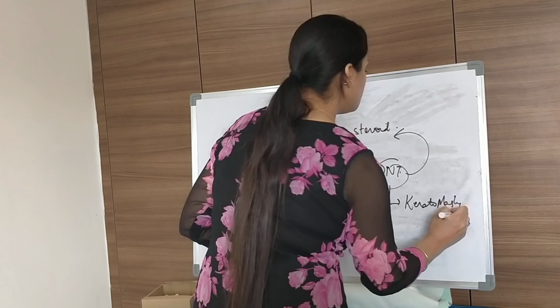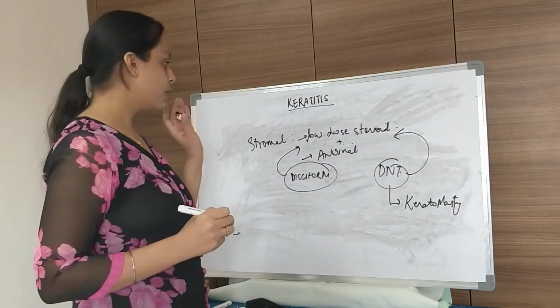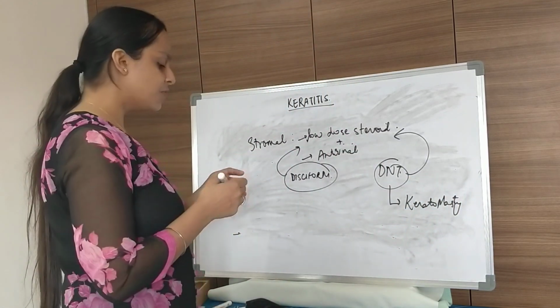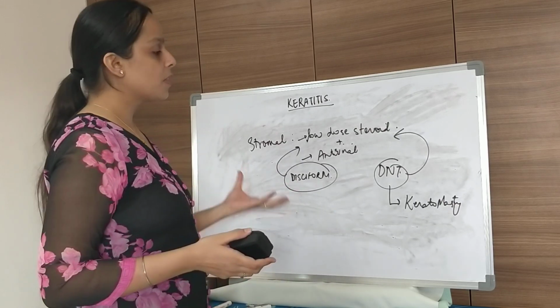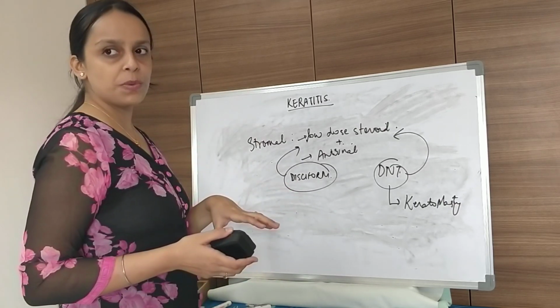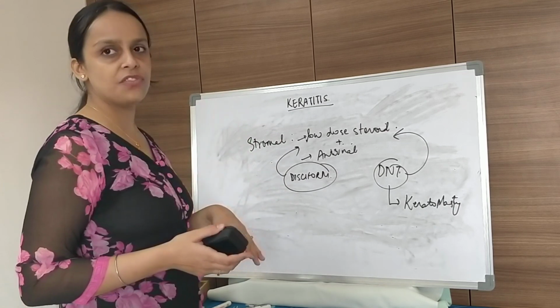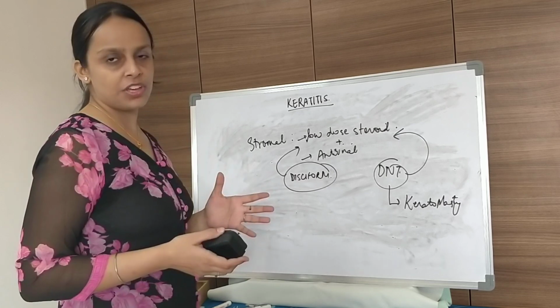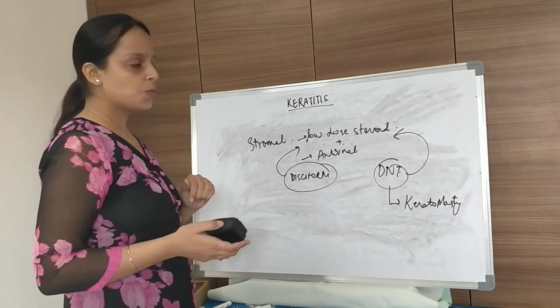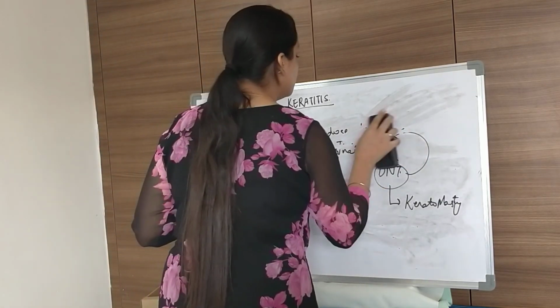Okay, you must remember that herpes simplex virus keratitis is a very common cause of failure of keratoplasty, because most of the times whenever you give a new cornea to the patient, the virus will again infect the cornea. There will be a recurrent form of disease, so it's a very important cause of failure of keratoplasty also, this herpes simplex virus keratitis. Okay.